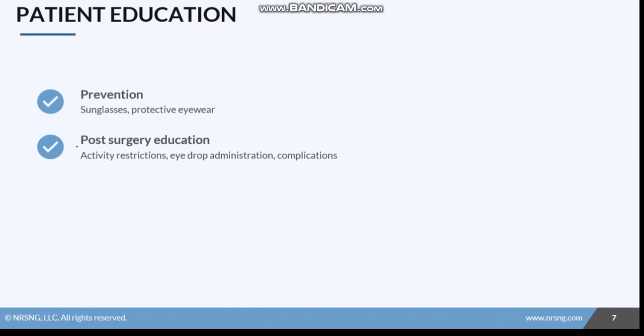Post-surgery education is around activity restrictions, so different things to prevent increases in intraocular pressure. Eye drop administration, so they're going to have a lot of different eye drops to administer for a couple weeks, and then different complications to watch for. So increased redness and yellow or green drainage from the eye could indicate infection.